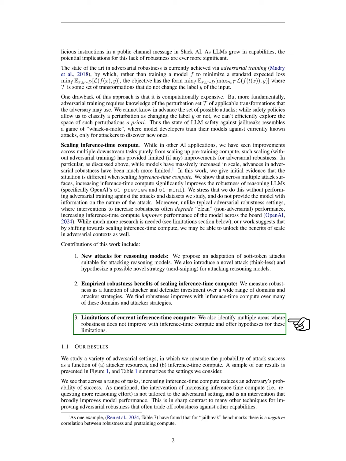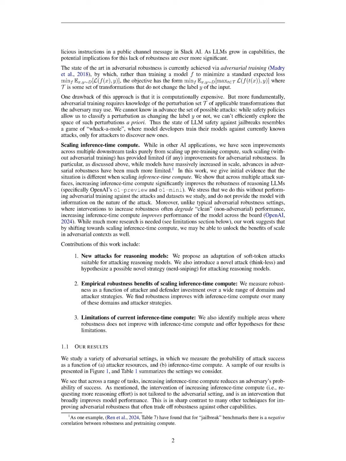Our contributions include proposing new attack strategies for reasoning models, measuring the robustness benefits of scaling inference-time compute across various domains, and identifying limitations where robustness does not improve with increased compute. We believe that focusing on scaling inference-time compute may help us better address adversarial challenges in the future.